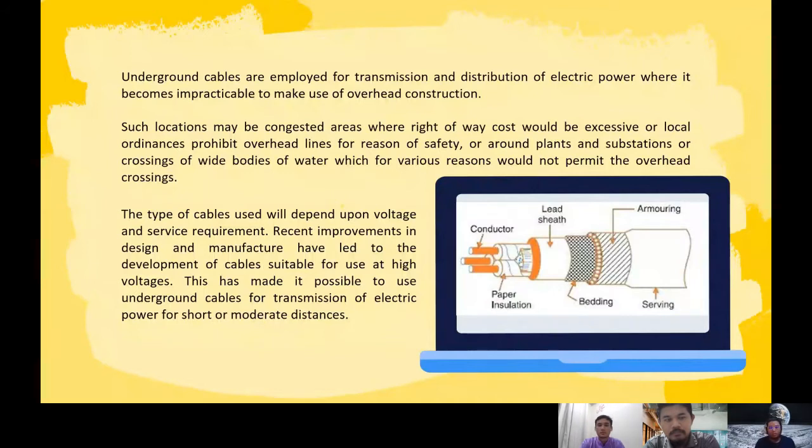The type of cable used will depend upon voltage and service requirement. Recent improvements in design and manufacture have led to the development of cables suitable for use at high voltages. This has made it possible to use underground cables for transmission of electric power for short or moderate distances.